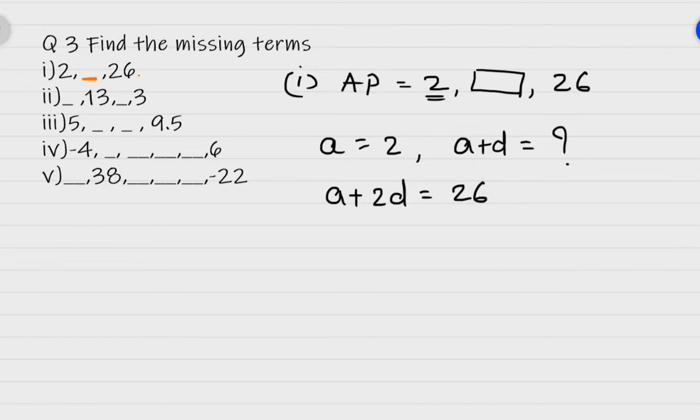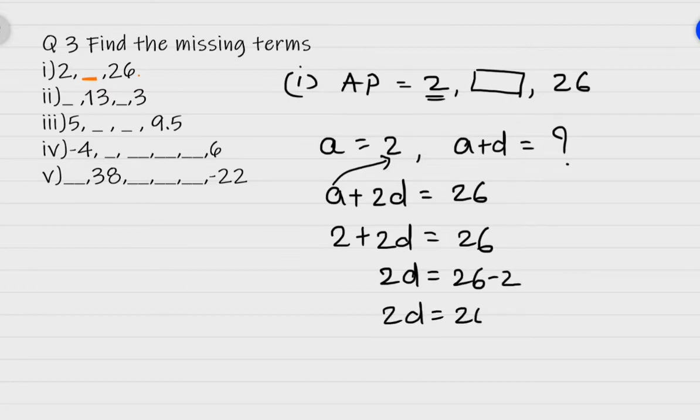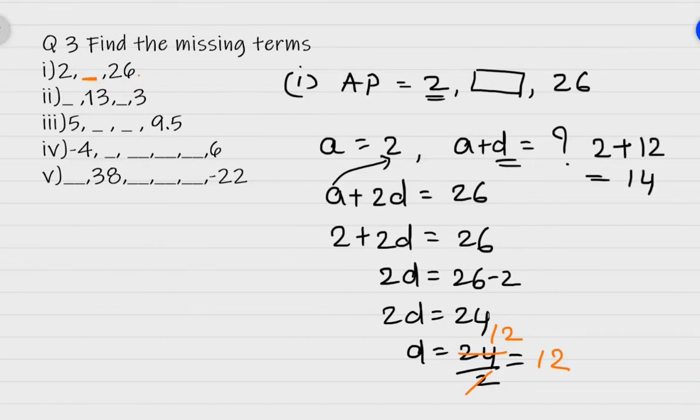Now simply, if you put the value of A, that is 2 plus 2D is equal to 26. Now see, 2D is equal to 26 minus 2, so 2D will be equal to 24 and D will be equal to 24 by 2. If you cancel it, 2 ones are 2 and 2 twelves are 24. So your D is equal to 12. So what is your middle term? Your middle term is A plus D. Your A is equal to 2 and your D is equal to 12. So finally your answer is 14.